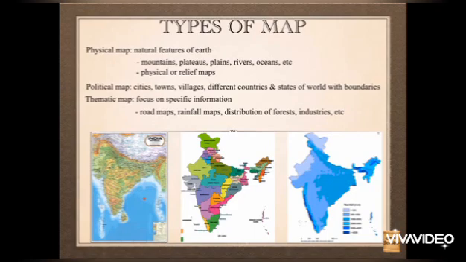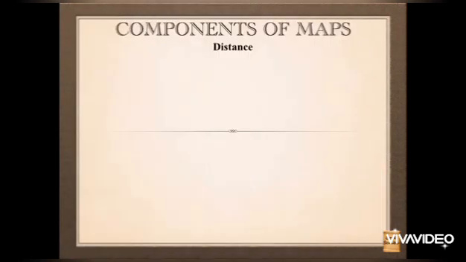Okay, so the next one is the components of a map. Components, what are the things which are included in the map? So the first thing is distance. India is so big, how are we showing it on a small paper? It is because of scale.